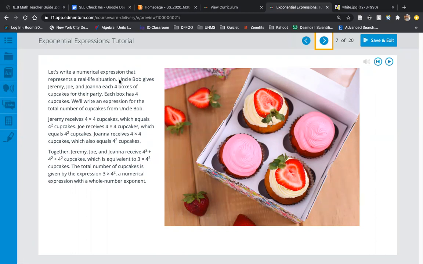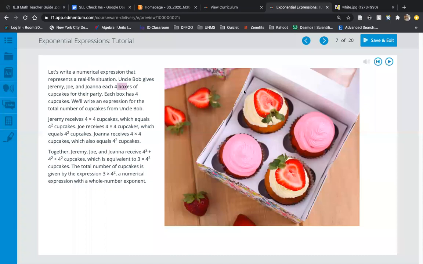It says, Uncle Bob gives Jeremy, Joe, and Joanna each 4 boxes of cupcakes for their party. Each box has 4 cupcakes. We'll write an expression for the total number of cupcakes from Uncle Bob, right? So again, we have a box of cupcakes. The box has 4 cupcakes inside of it, and they each get 4 boxes, right?